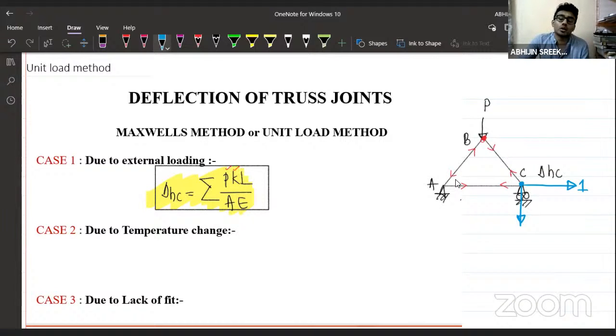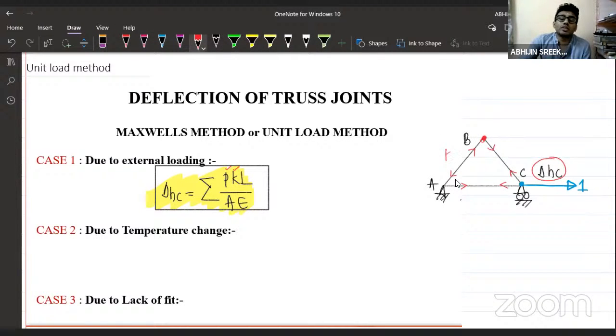Why am I applying it in the horizontal direction? Because we have to apply the unit load in the direction in which we need the displacement. As I need the horizontal displacement at the point C, I will be applying the unit load in the horizontal direction at the point C. And of course, we have to remove the external load as well.